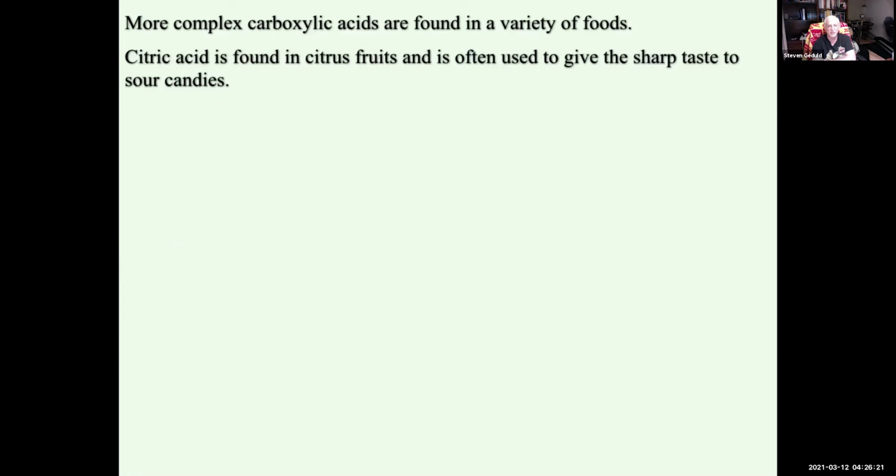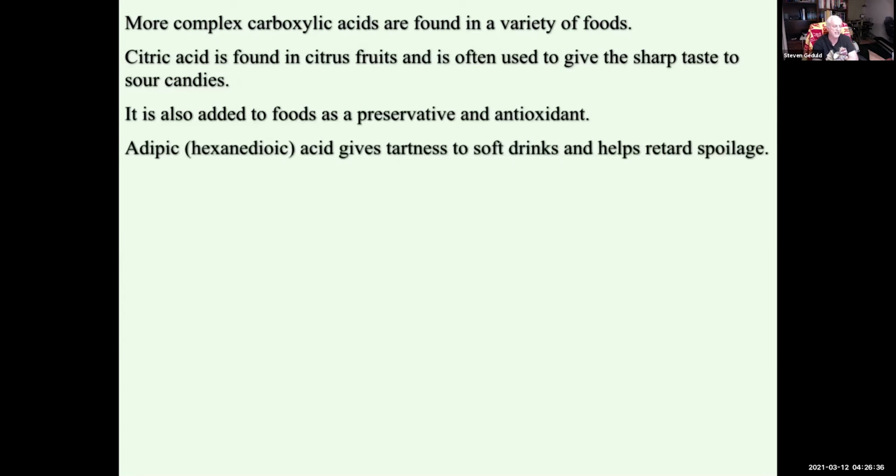Okay. The more complex carboxylic acids are found in a variety of foods. Citric acid is found in citrus fruits, often used to give that sharp taste of sour candies. That famous sour taste that everybody loves. It also serves as a preservative, like an antioxidant. Adipic acid, hexanedioic acid. Okay, 6 carbons, COOH group at each end. That gives you the tartness to soft drinks and helps decrease spoilage, helps preserve foods.